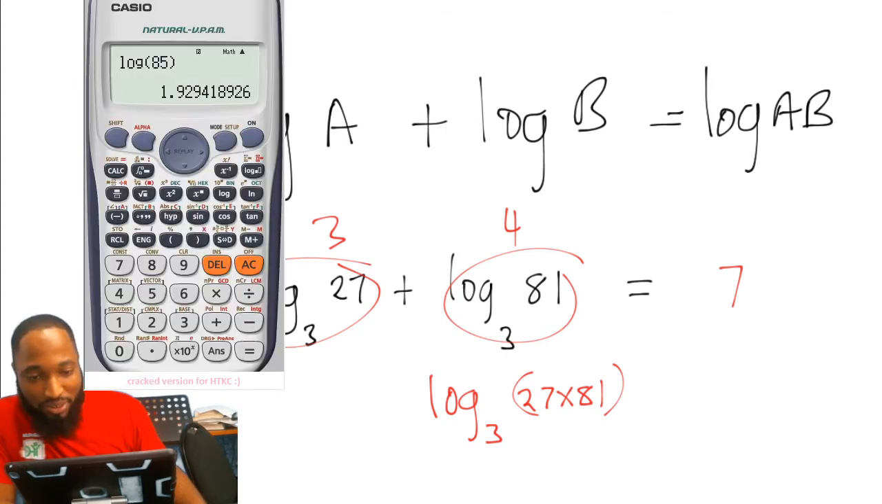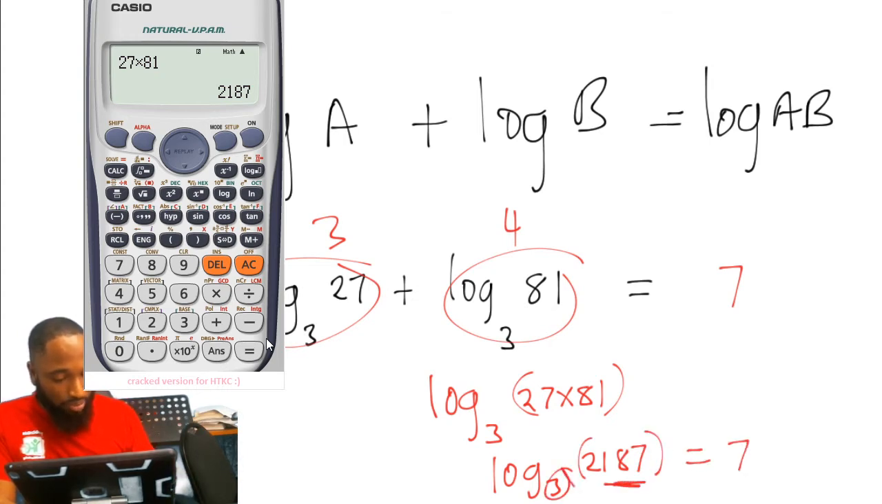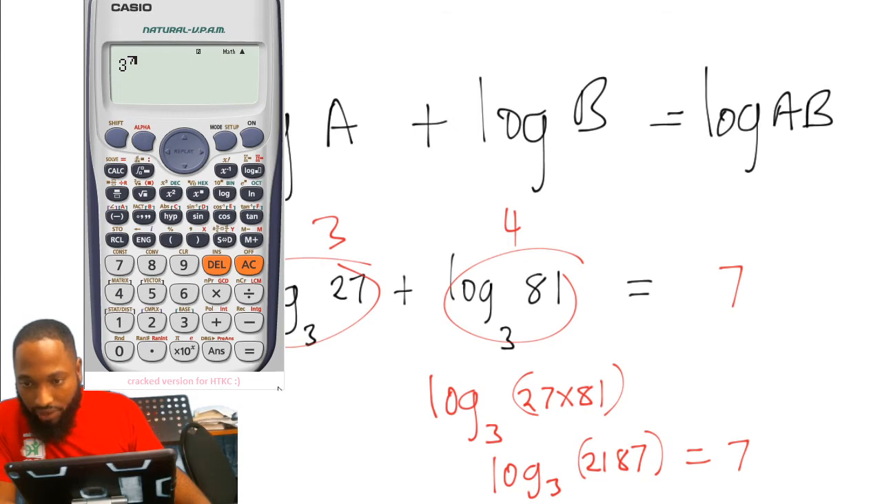Those who can do arithmetic really fast, just do it up there fast. But I'm not really paying myself through that. 27 times 81, right, is 2187. So this is log to the base 3 of 2187, which is the same as 7, because 3 to the power of 7 is that number. We can verify that. 3 to the power of 7 is, boom, 2187.